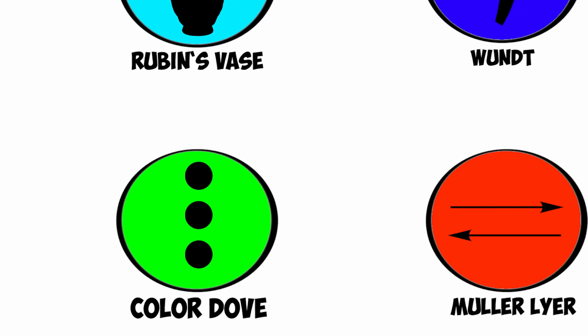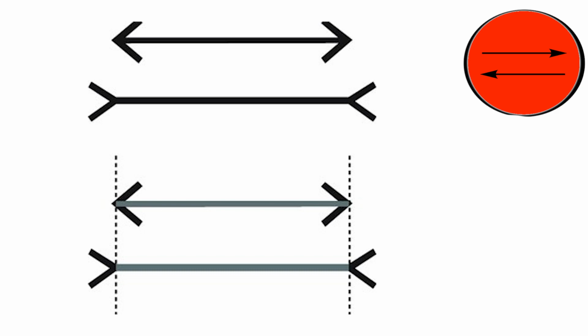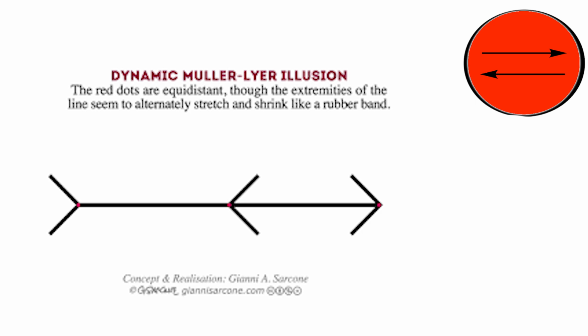The next optical illusion will be MULLER-LYER. The MULLER-LYER optical illusion is one of the most famous perspective illusions. This illusion was first described by Franz Müller-Lyer in 1889. It consists in the fact that lines of the same length are perceived as having different lengths due to the presence of external elements surrounding them.